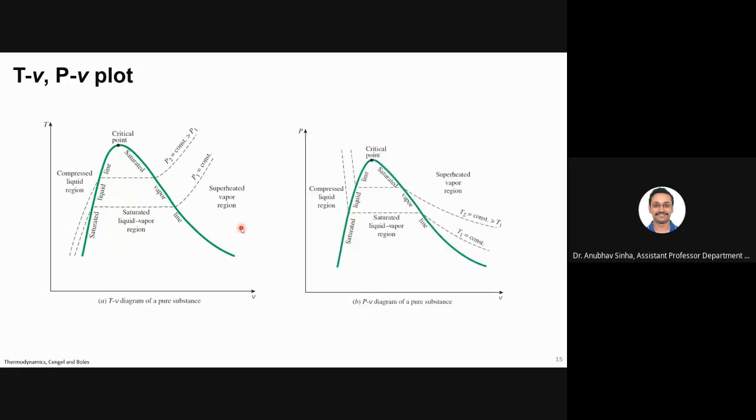Similarly, I can also plot a PV plot where I can use isotherms. Here we have constant pressure lines. Similarly, we'll have constant temperature lines. We'll have the same regions: compressed liquid, superheated vapor, and a mixture of liquid and vapor. Again, this is your saturated liquid line. This is your saturated vapor line.